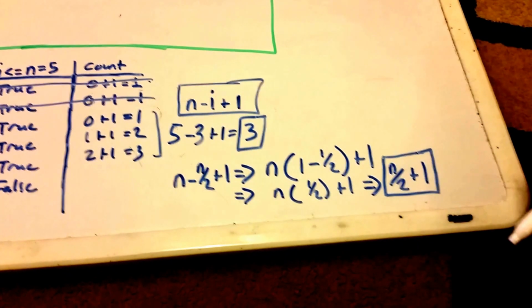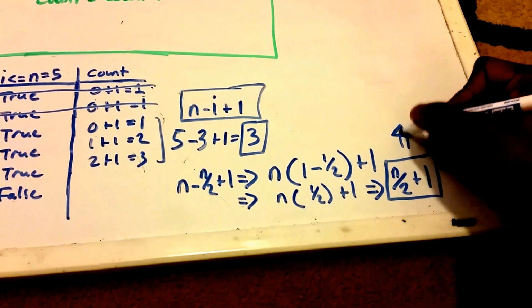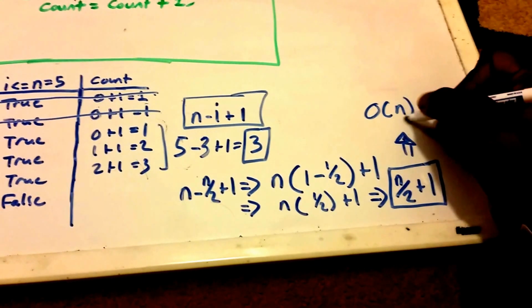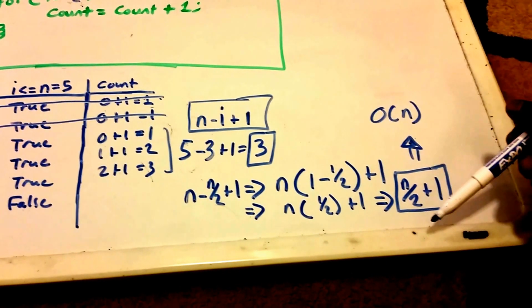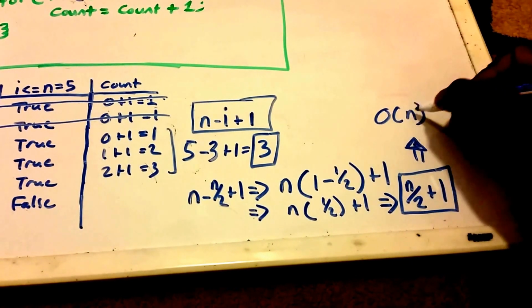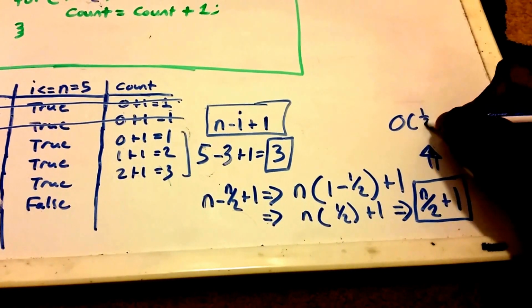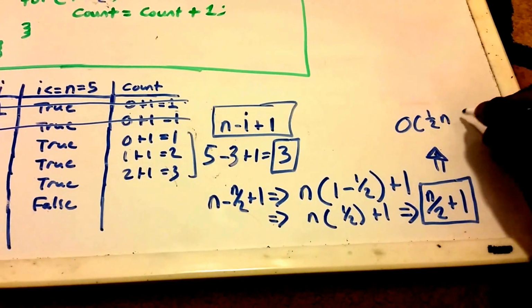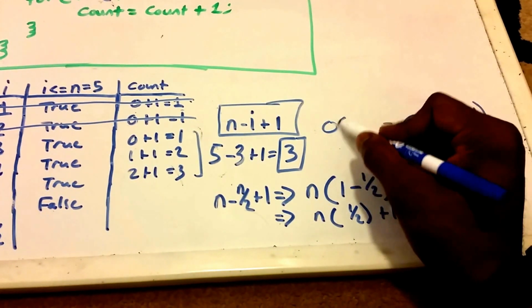So what is this? This is still big O of n. And of course, the reason why is because constants don't matter, right? What we really have is 1/2 times n plus 1, which is still big O of n.